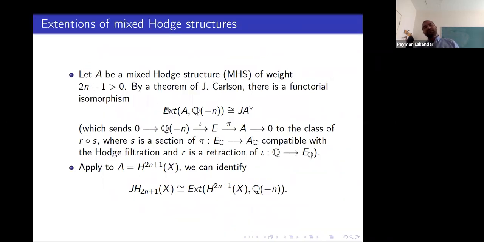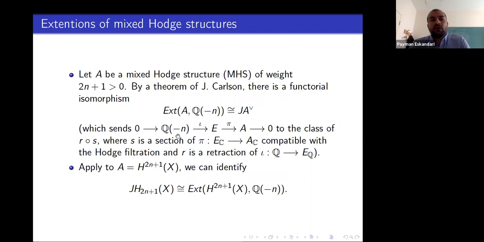And now a word about extensions of mixed Hodge structures. Given a mixed Hodge structure A, which, for simplicity, we're going to assume has positive weight 2n plus 1, there's a theorem of Carlson, which is much more general than this, but in this case it's going to tell us that there's a functorial isomorphism between extensions. So all Ext groups that appear here are extensions in the category of rational Hodge structures, extensions of A by Q(-n). This is canonically isomorphic to the intermediate Jacobian of A dual.